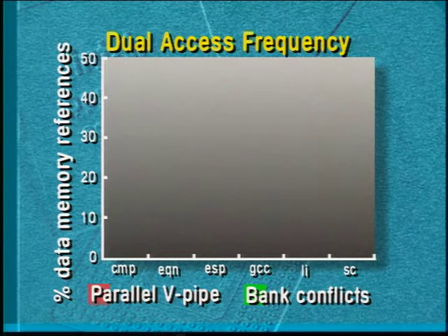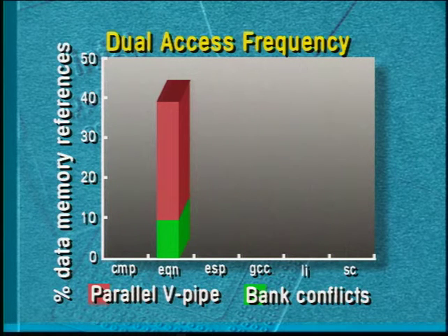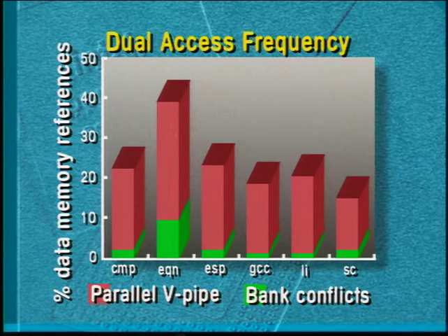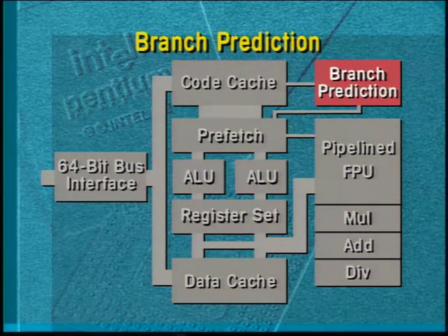The next chart shows some measurements taken from the SPEC integer benchmark suite, demonstrating the effectiveness of dual memory reference support. The chart shows the frequency of references that are actually paired. You can see here that except for equintot, about 20 to 25% of the memory references are V-pipe references paired with U-pipe references, and the rate of bank conflicts is low. Equintot shows 40% of references executed in parallel in the V-pipe, but about 1 out of 8 references is a conflict.